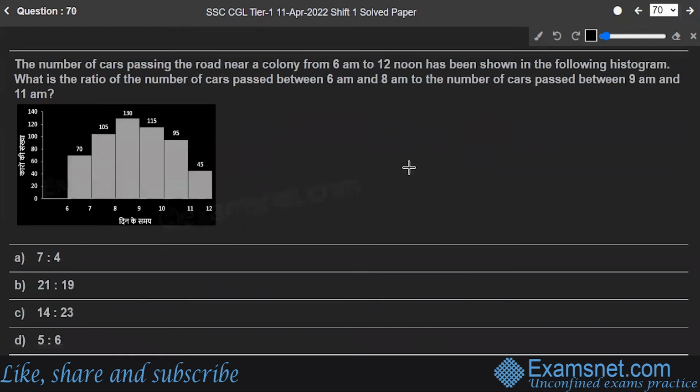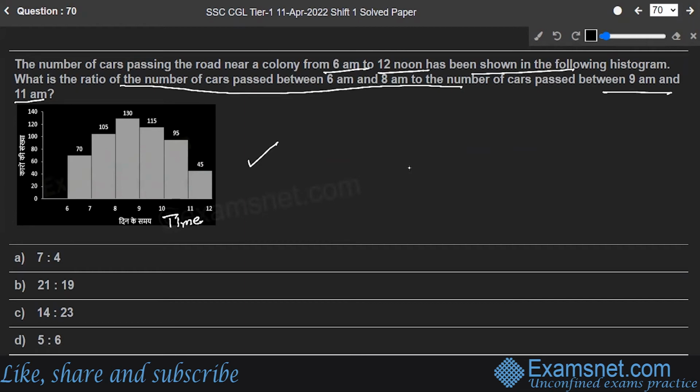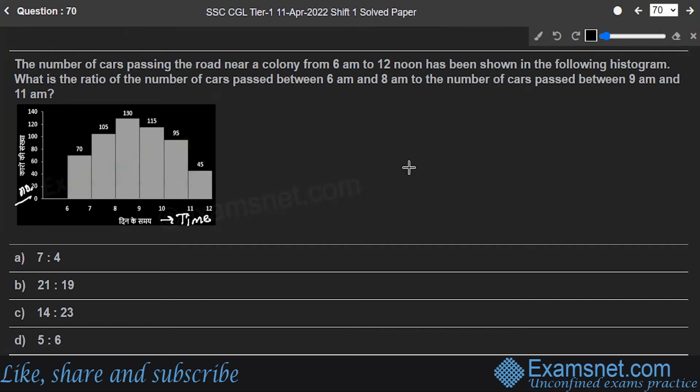Right? Next is question number 70. The number of cars passing the road near a colony from 6 a.m. to 12 noon has been shown in the following histogram. What is the ratio of number of cars passed between 6 a.m. to 8 a.m. to the number of cars passed between 9 a.m. to 11 a.m.? So this is the histogram. This is time of the day, and here is the number of cars.